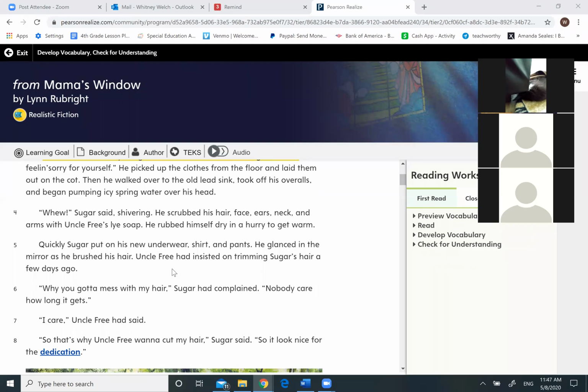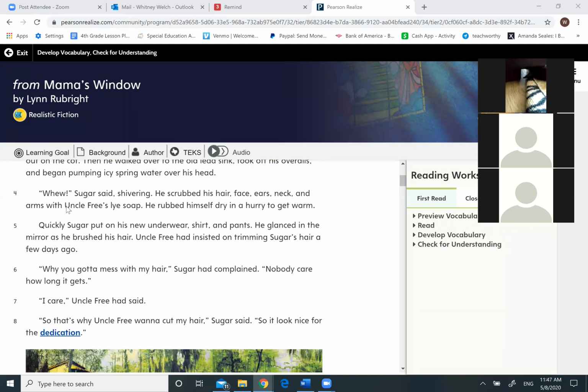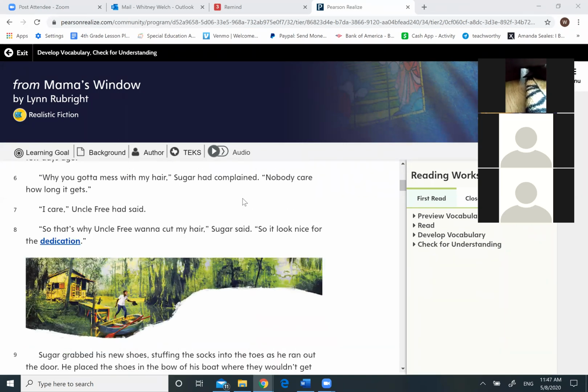Quickly, Sugar put on his new underwear, shirt, and pants. He glanced in the mirror as he brushed his hair. Uncle Free had insisted on trimming Sugar's hair a few days ago. "Why you gotta mess with my hair?" Sugar had complained. "Nobody care how long it gets." "I care," Uncle Free had said. "So that's why Uncle Free wanted to cut my hair," Sugar said. "So it looked nice for the dedication."